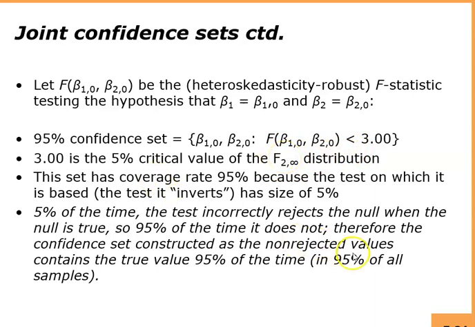So this set will have the coverage rate of 95% because the test on which it is based has size of 5%. It will be only 5% of the time that this test incorrectly rejects the null hypothesis when the null is actually true. Or you can also say that 95% of the time it won't reject the null hypothesis when the null is true.